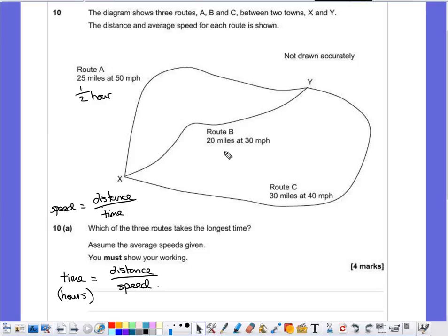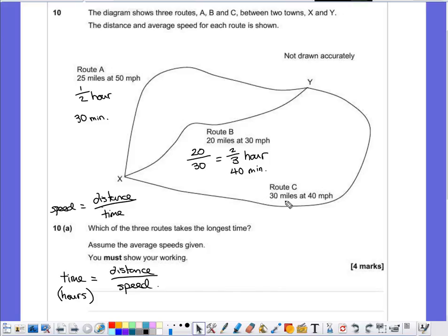For route B, we have 20 miles at 30 miles per hour. So if we take the distance, 20, divide it by our speed, 30, we can break this down to give us 2/3 of an hour. It might help at this point, seeing as we realise we're dealing with different fractions, if we are not completely sure what fraction is bigger, we could convert this into minutes. Half an hour is 30 minutes. 2/3 of an hour, well, a third of an hour is 20 minutes, that would be 40 minutes. So far, route B is taking longer.